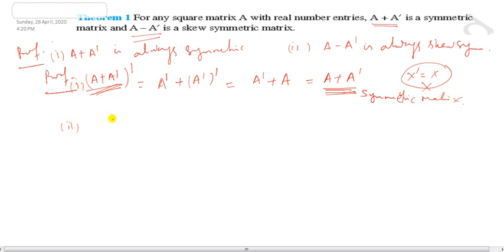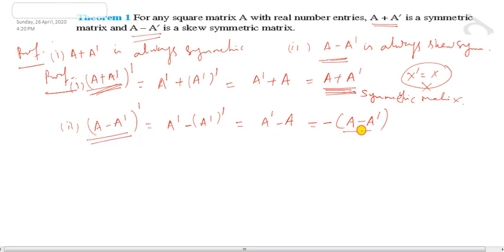This is the first bit, and in the second bit, (A minus A')', I have to prove this is skew symmetric. So first let me transpose it. What I am getting is A' minus (A')'. This is equal to A' minus A, since (A')' is again A. If I take a negative common here, it will be minus (A minus A').